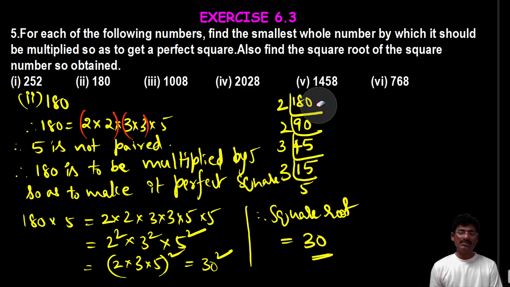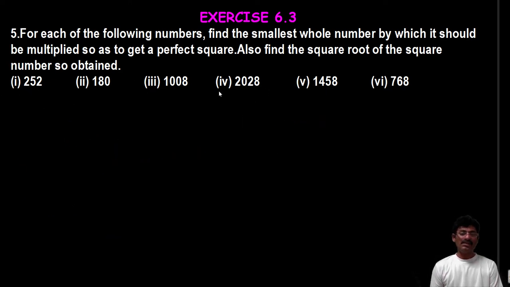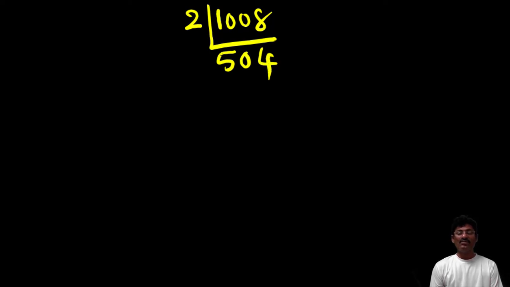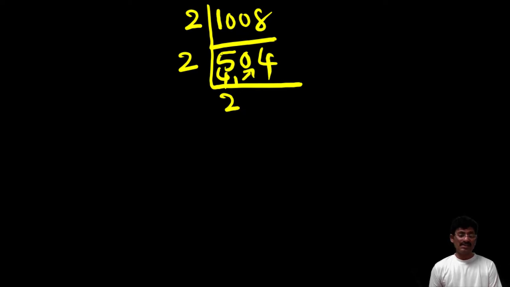Now let us go to the third problem. Third problem, that is 1008. Now let us try to resolve this into factors. We have 1008. Let us start with 2. So 2 times 5 is 10. 0 will be there. 2 times 4 is 8. Now again do with 2. So 2 times 2 is actually 4 here. 5 minus 4 is 1 here. 1 beside 0 means 10. So 2 times 5 is 10. Then 2 times 2 is 4.